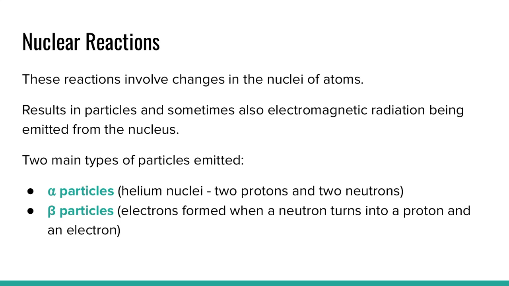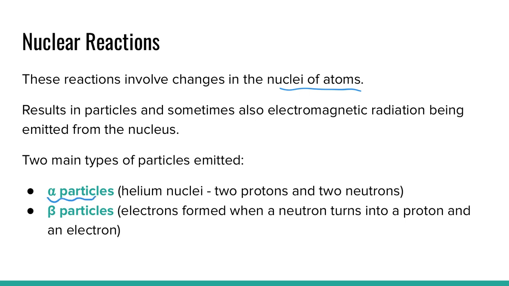In this video, we're going to talk about nuclear reactions. Nuclear reactions involve, obviously, the nucleus or the nuclei of atoms, and they result in particles and sometimes also electromagnetic radiation being emitted from the nucleus. There are really two main types of particles emitted.